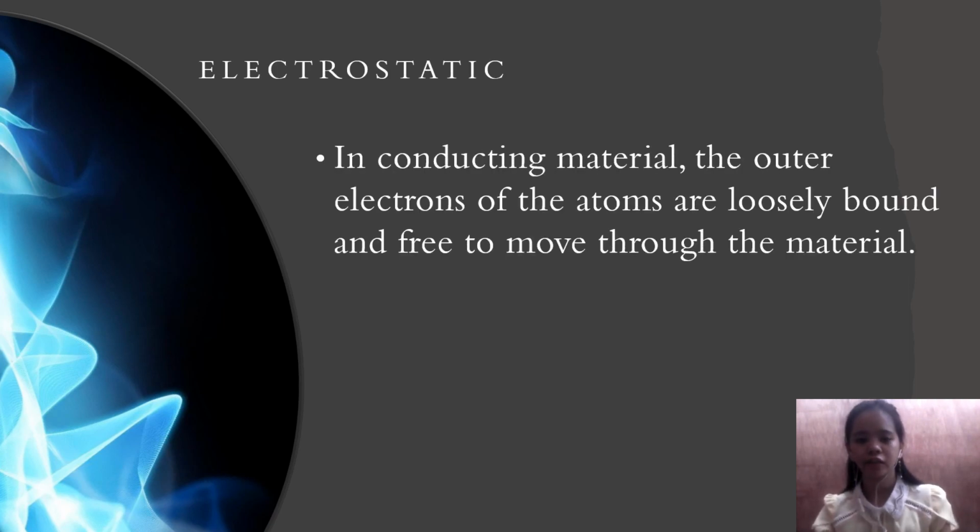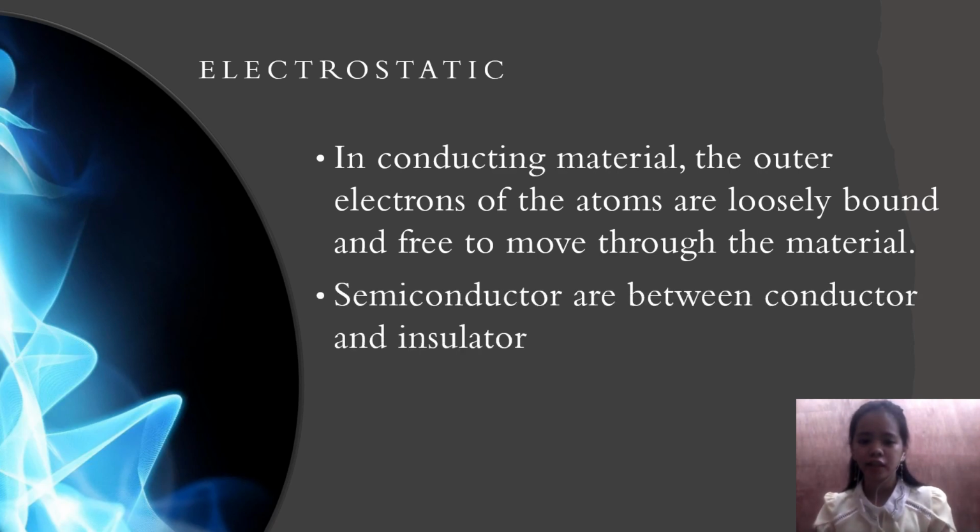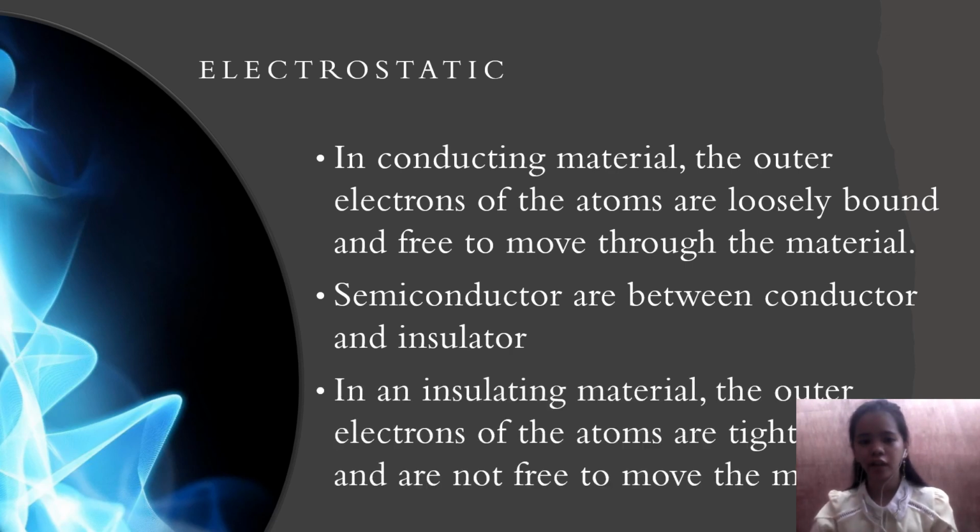So, electrostatics. In conducting material, the outer electrons of the atom are loosely bound and free to move through the material. So, conductors transmit charges readily. Next is the semiconductor, which is between conductor and insulator. Semiconductors are intermediate. Their conductivity depends on impurities and can be manipulated by external voltages. While insulators, in short, do not transmit charges at all.